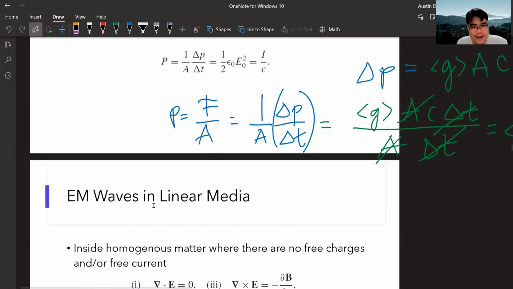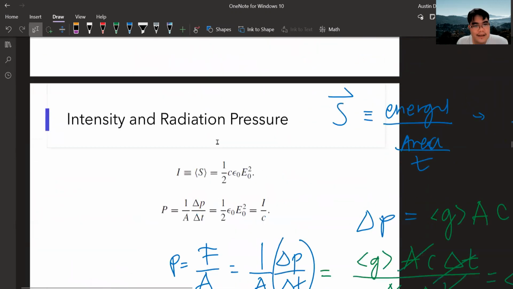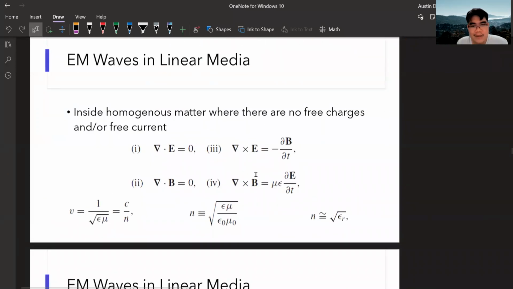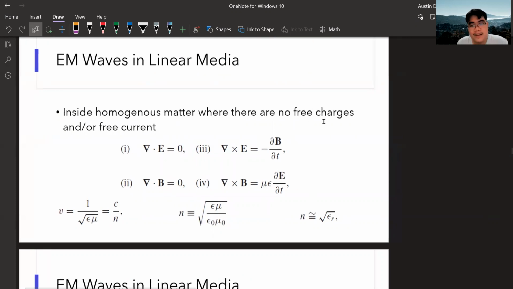Now, let's look at EM waves in linear media. Kasi kanina puro vacuum tayo, pang dali yung buhay natin. So, letter C lang mga bagay-bagay. Okay, so whenever we are in a homogeneous matter where there are no free charges and or free current, ano ibig sabihin ng homogeneous? So hindi siya nagpapalit ng value or nagpapalit ng medium. Okay, so isang medium lang siya kung saan walang free charges and walang current. Therefore, your Maxwell's equation would reduce to these guys.